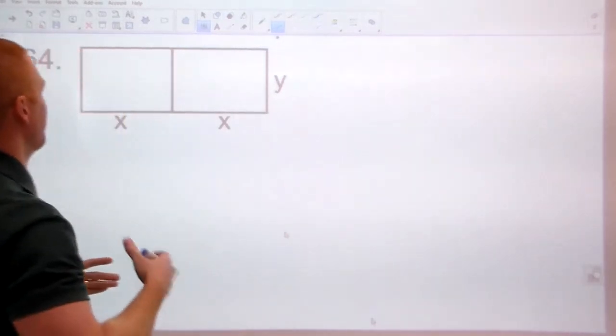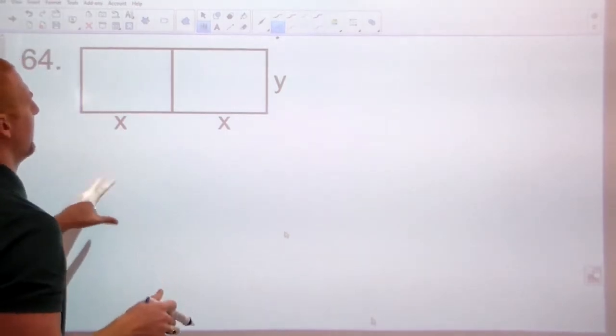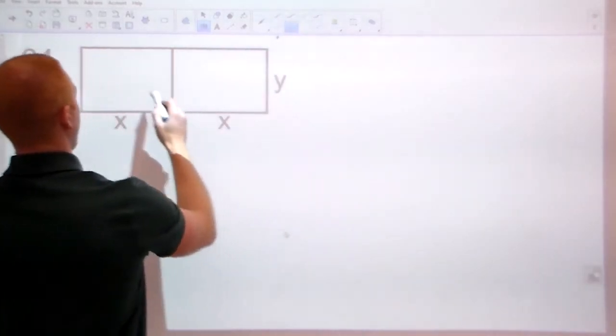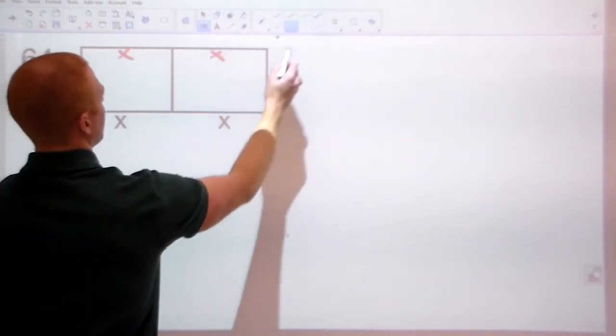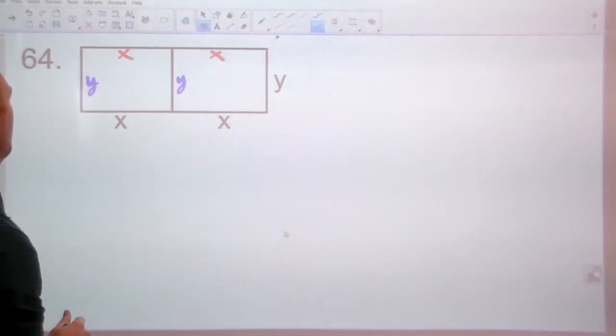All right, 64, we're making a kid cage here. We've got a daycare here, trying to cage in a play area. So it tells us there's a rectangle, and this is what they're giving us, but I'm going to add some more here. Because if it's a rectangle, then this is also X, and so is this. And then this one's Y, and this one's Y. So those are things we can fill in right away.